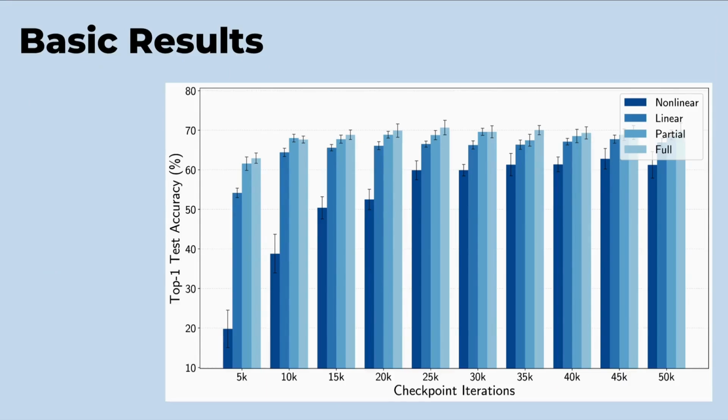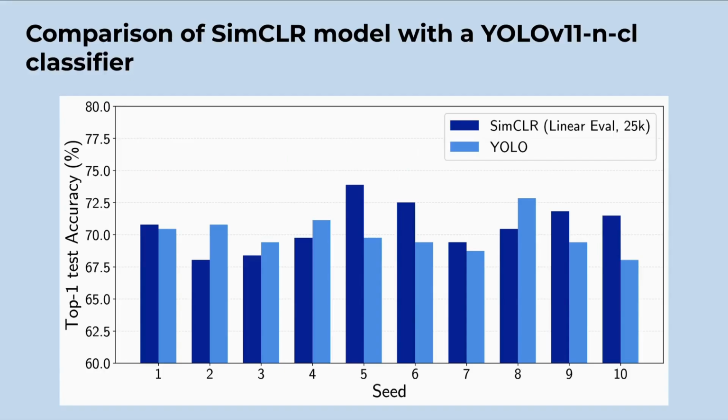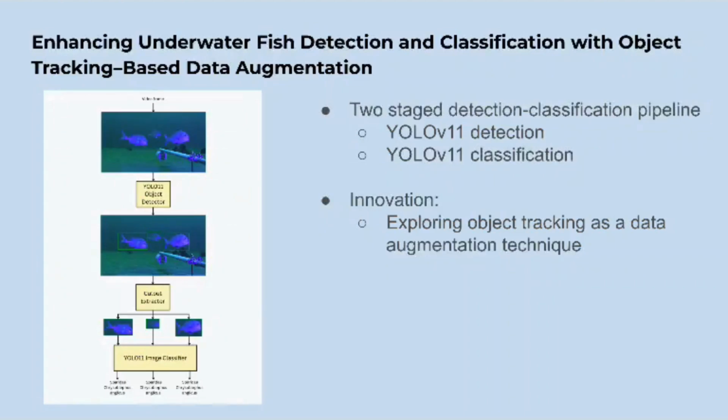Contrastive learning was generally successful as displayed in the bar chart on screen, with full fine-tuning of the contrastive trained model performing with the highest overall accuracy. However, further testing revealed that the fine-tuned SimCLR model performed with a statistically insignificant difference to a fully supervised modern YOLO model. This result displays the extreme leaps in deep learning that have been made since the original SimCLR paper was released in 2021. For my implementation, I explored object tracking as a data augmentation technique.